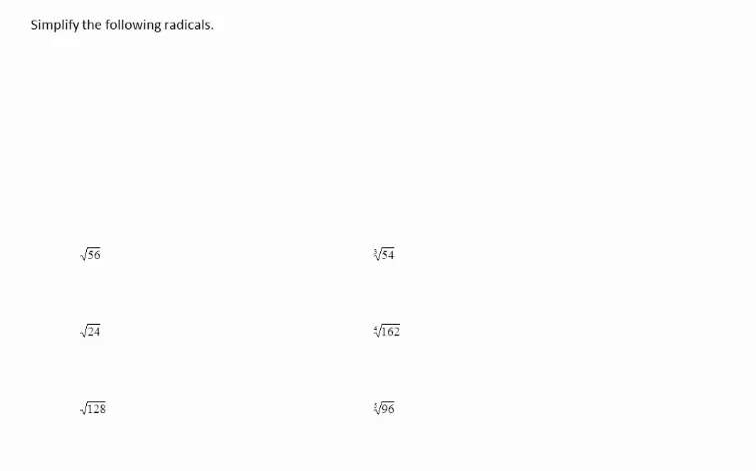Simplify the following radicals. A number expressed entirely as a radical is called an entire radical. As an example, the square root of 20 is an entire radical.